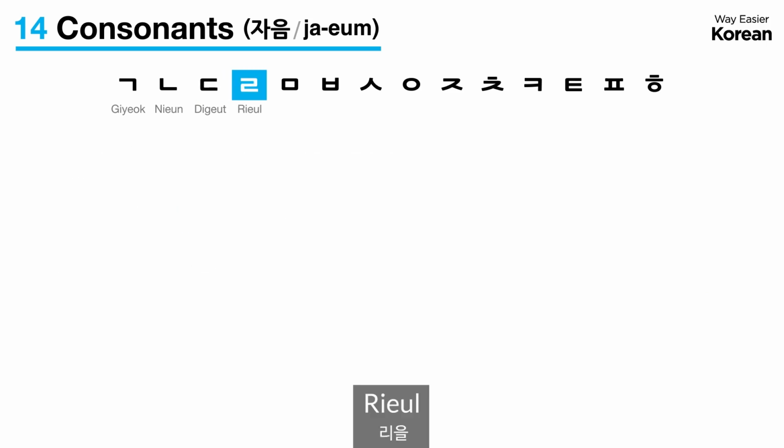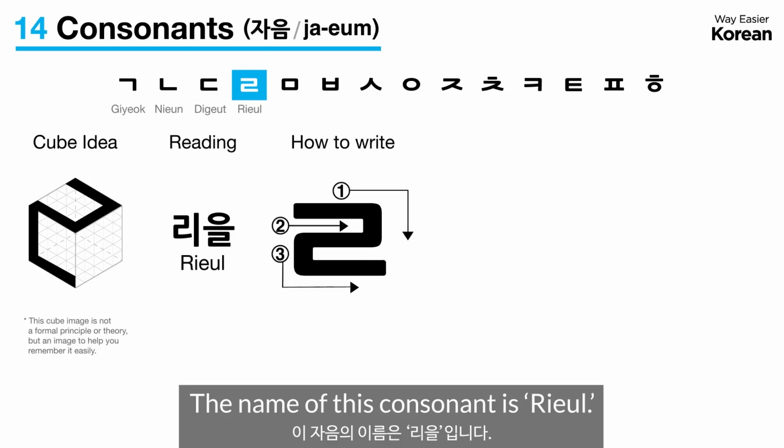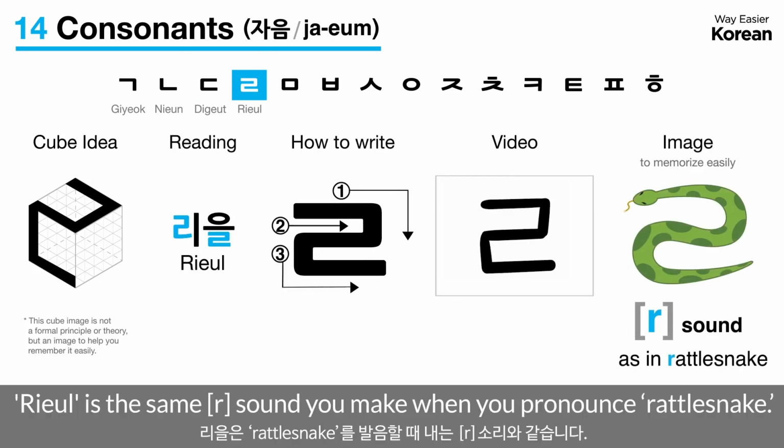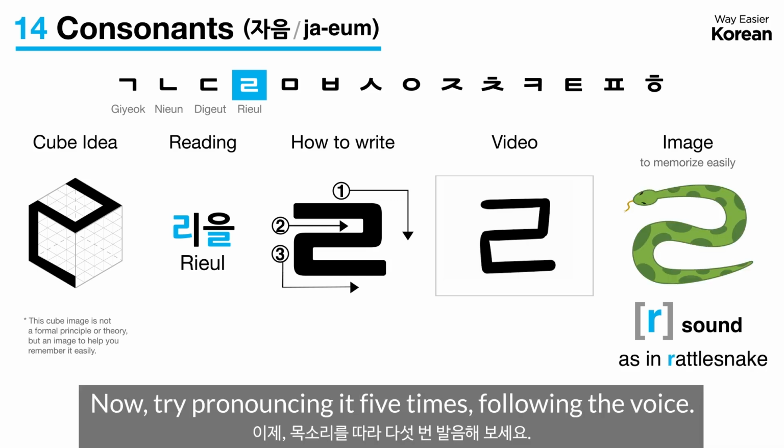리을. The name of this consonant is 리을. Rieul is the same R sound you make when you pronounce rattlesnake. Now, try pronouncing it 5 times, following the voice.